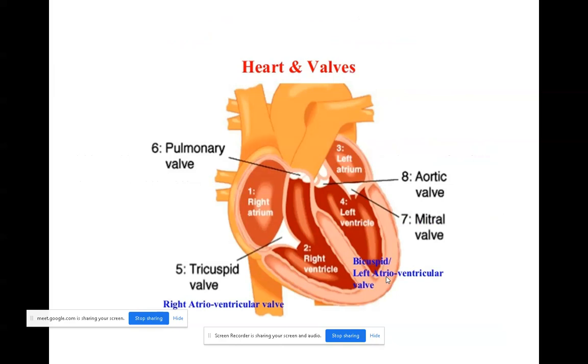So the heart has four chambers: right atrium, left atrium, right ventricle, left ventricle. In between the right atrium and right ventricle, you will have valves. Four valves will be present between the atria and ventricles, between the four chambers. So the pulmonary valve will be present here, and then the aortic valve, the mitral valve, and the tricuspid valve. Four valves will be present between atrium and ventricles.